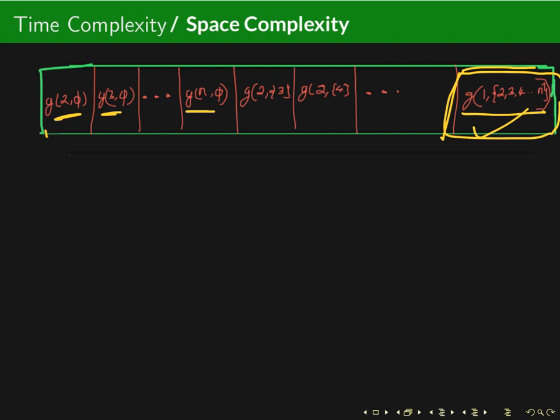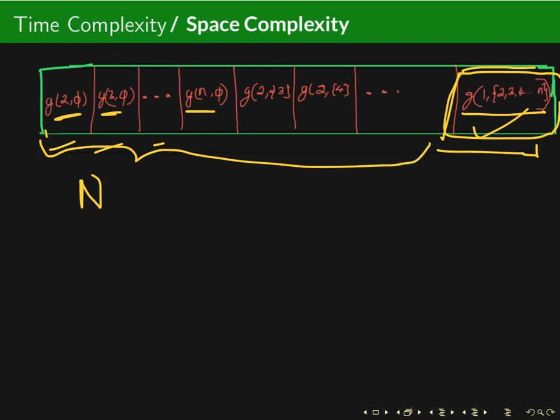Now it is evident that the time complexity depends on the number of GISs to be calculated and the time required for calculating each of them. Let us assume capital N as the number of GISs that have to be computed before calculating the final min cost, that is g of 1, 2, 3, 4 up to n. So capital N refers to this number, the number of GISs to be calculated before calculating the final min cost.